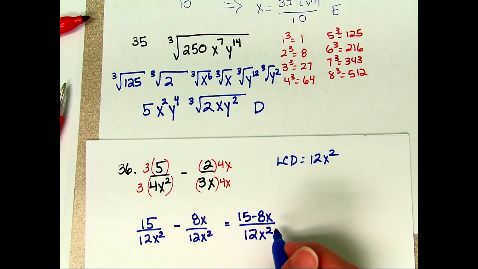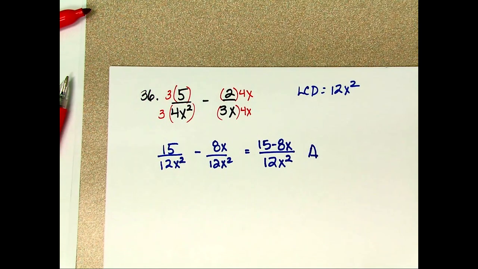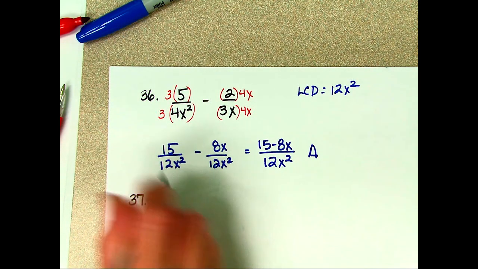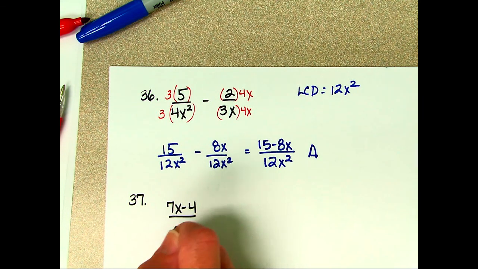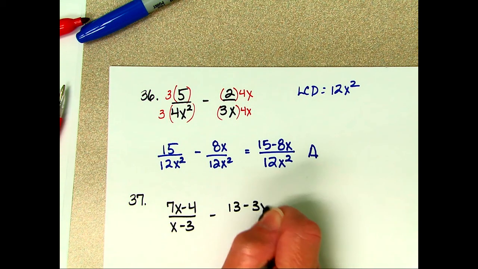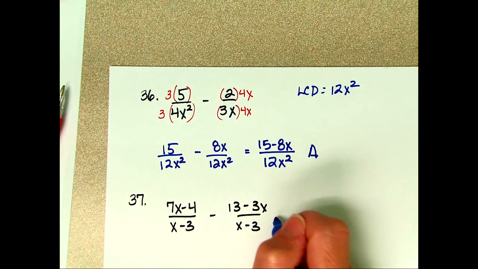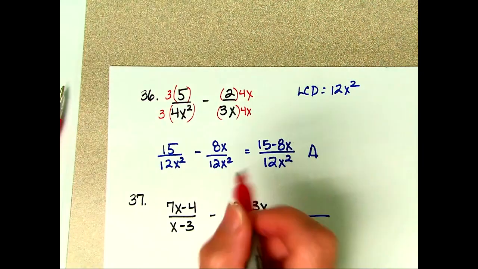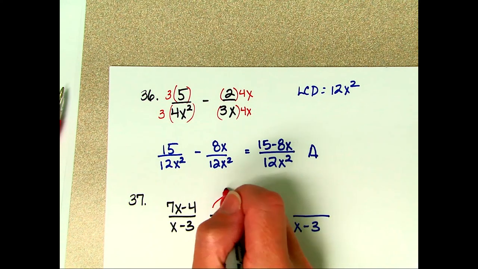37. Denominators are the same. If the denominators are the same, I just bring it across: x minus 3. For my numerator, I have to distribute the subtraction. So it will be negative 13, and a negative times a negative 3x will be a positive 3x. I combine my like terms.